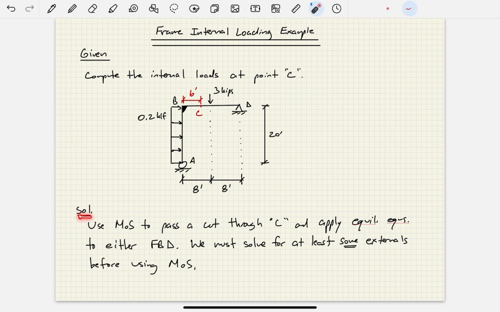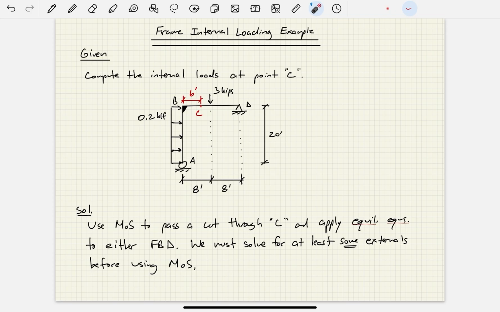So under the solution, we already have that we're going to use method of sections to pass a cut through point C. And then we're going to apply equilibrium equations to either of the free body diagrams. Now, we also make note we must solve for at least some external reactions before using method of sections.